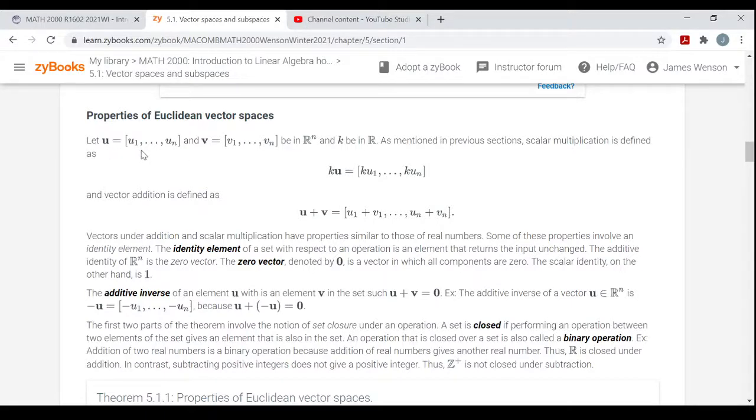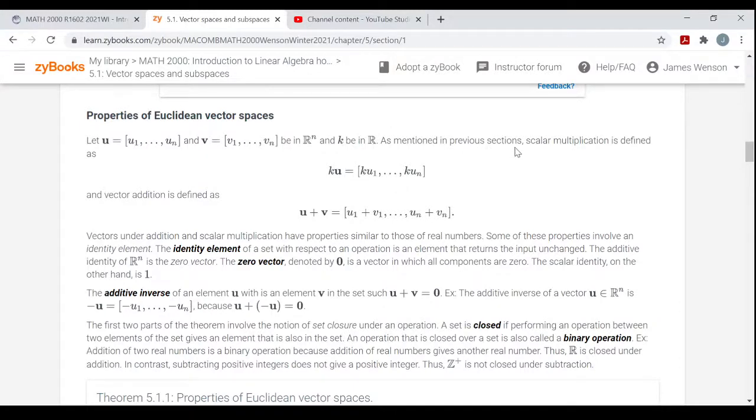So we've seen these already, where u is some vector with n components in Rn, v is another vector with n components in Rn, and little k here is a scalar. It's just in the real numbers. So the real numbers here, this is the set of scalars. This is not Rn. Notice they don't have the same exponent.